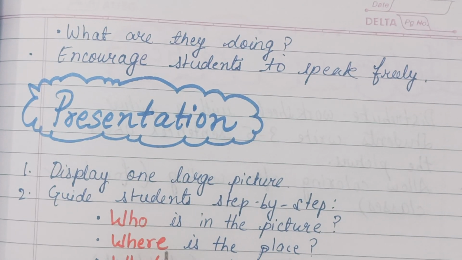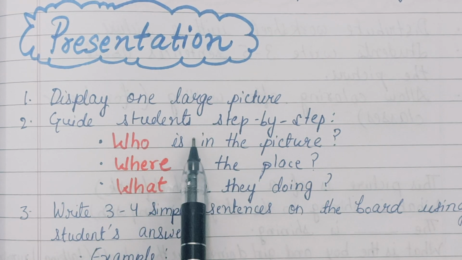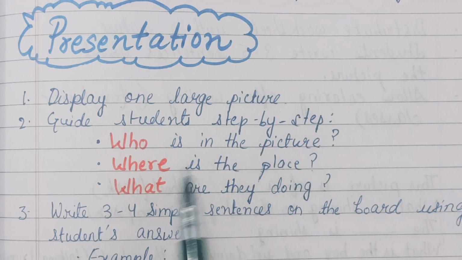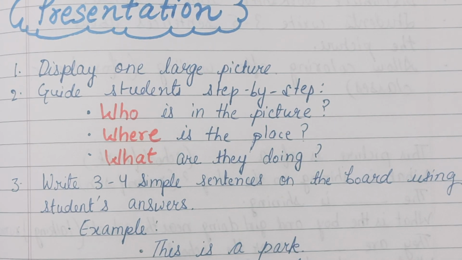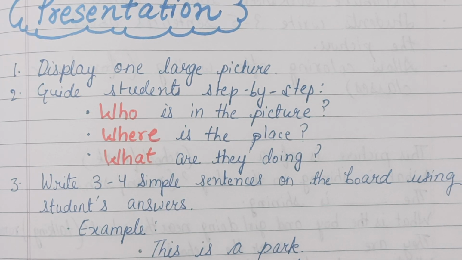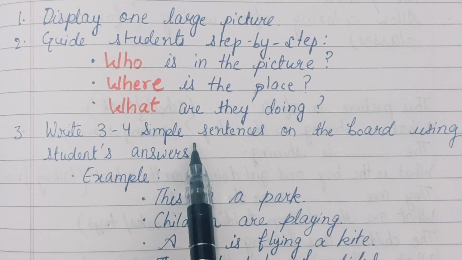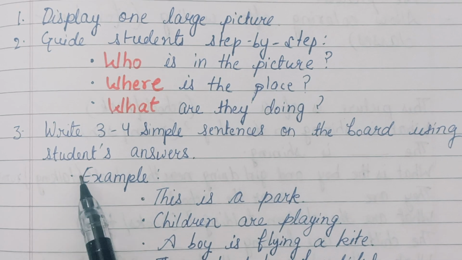Next, presentation. So display one large picture and guide students step by step. So, who is in the picture? Where is the place? What are they doing? So, step by step, you have to teach the students by showing one picture of any scene and then write 3 4 simple sentences on the board using students' answers.